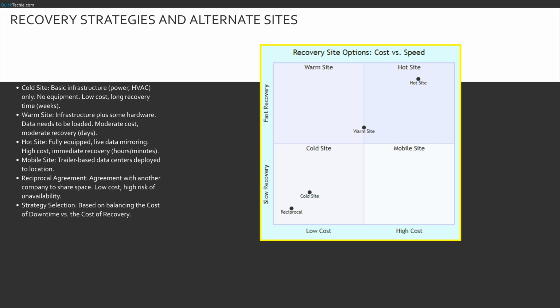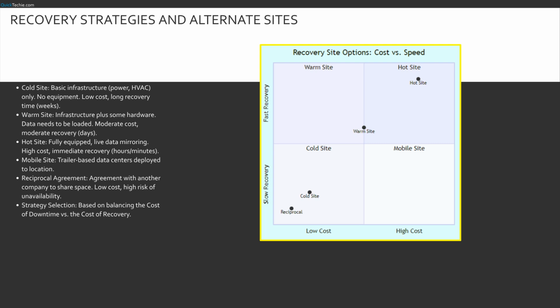Once we have our metrics, we choose a strategy. It's a trade-off between cost and speed. A hot site is a mirrored copy of your data center. It's instant but expensive. A cold site is an empty room with power. It's cheap but takes weeks to configure. A warm site is in the middle: servers are there, but you need to load the data.